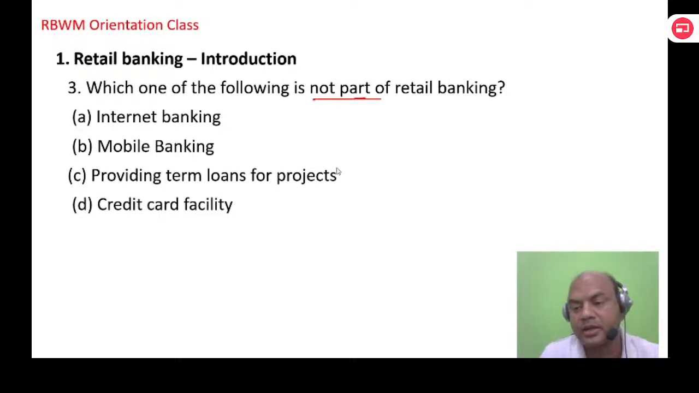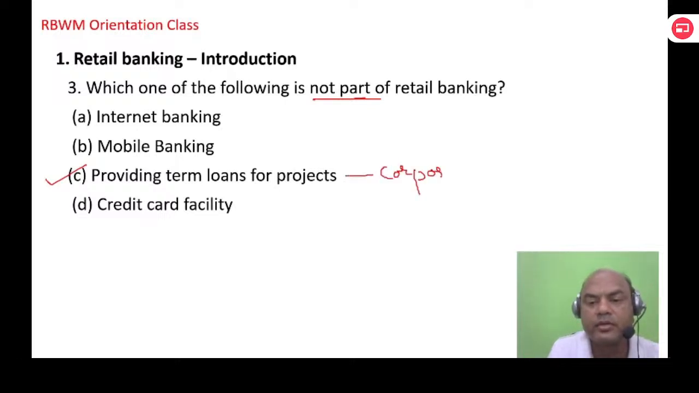Not a part. Correct. Very good, guys. Very good. It is C. Correct. It is C. Providing term loans to the project. This is a part of your corporate banking. Corporate. Okay.